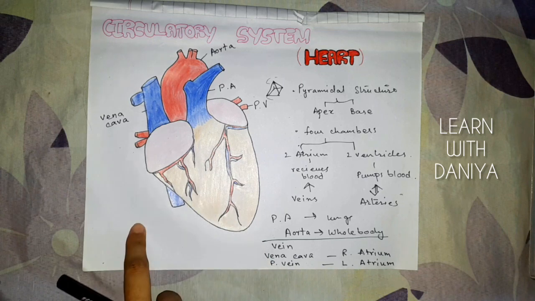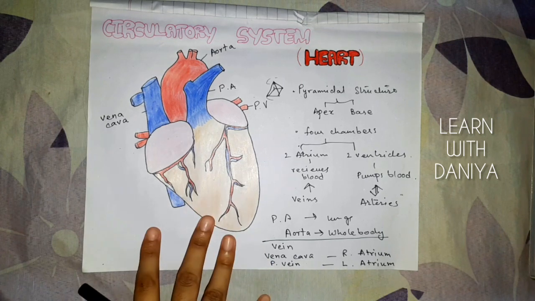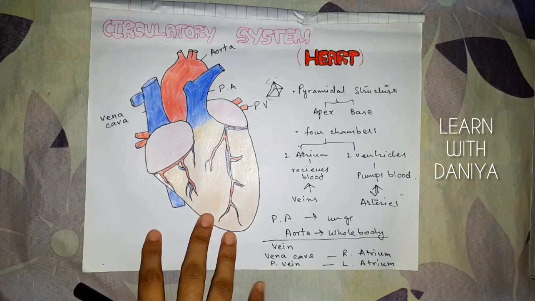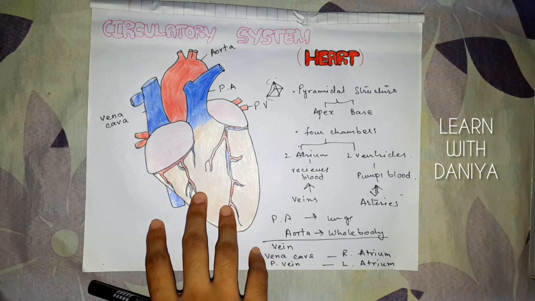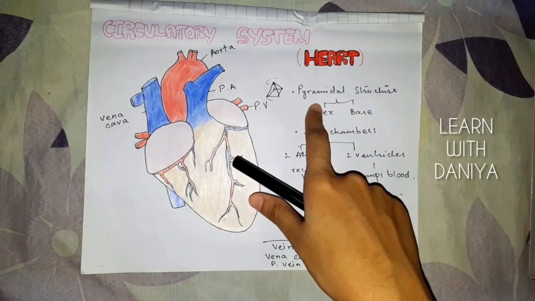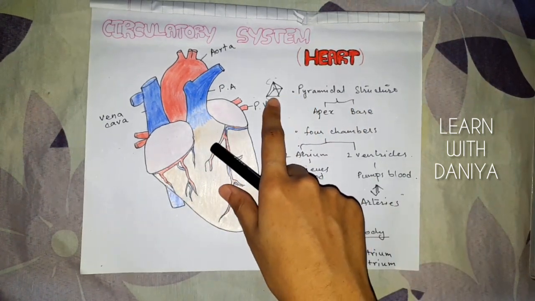First of all, I will tell you about the external structure of the heart, then the internal structure of the heart. So the heart is the pumping organ of the body. Its shape is basically pyramidal, just like a pyramid, I made it here.